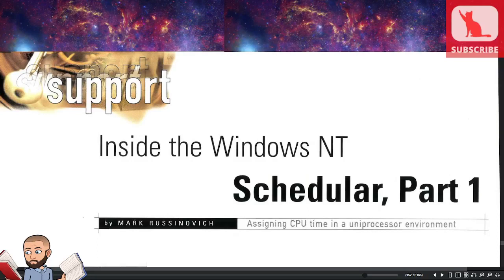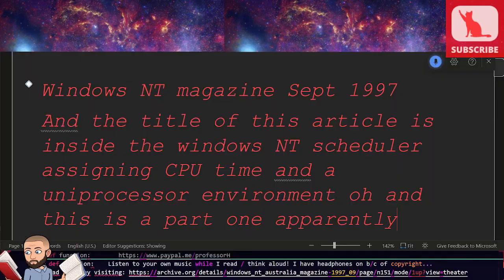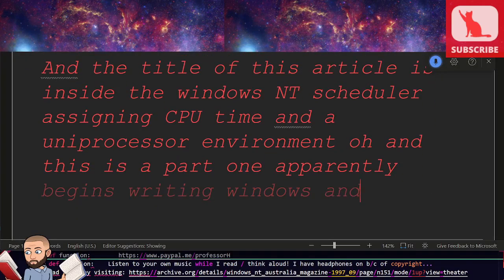Alright, I'm going to read a really interesting article from the Windows NT magazine, September 1997. This is written by Mark Russinovich, so you know it's going to be good. He begins writing, Windows NT is a preemptive multi-threading operating system.